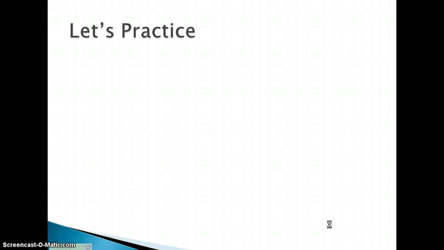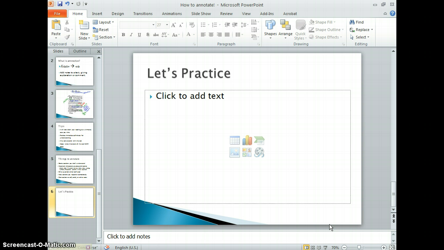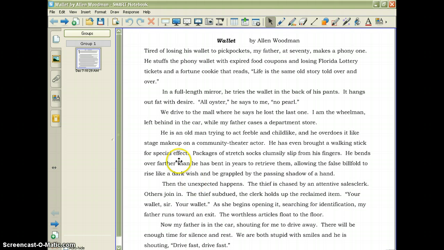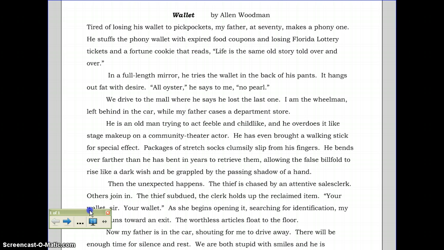All right, so what we're going to do next is let's actually practice with a short story. We've got a little bit of flash fiction here, a story called Wallet by Alan Woodman. This is the whole story right here. I don't think you can see the bottom part of it.